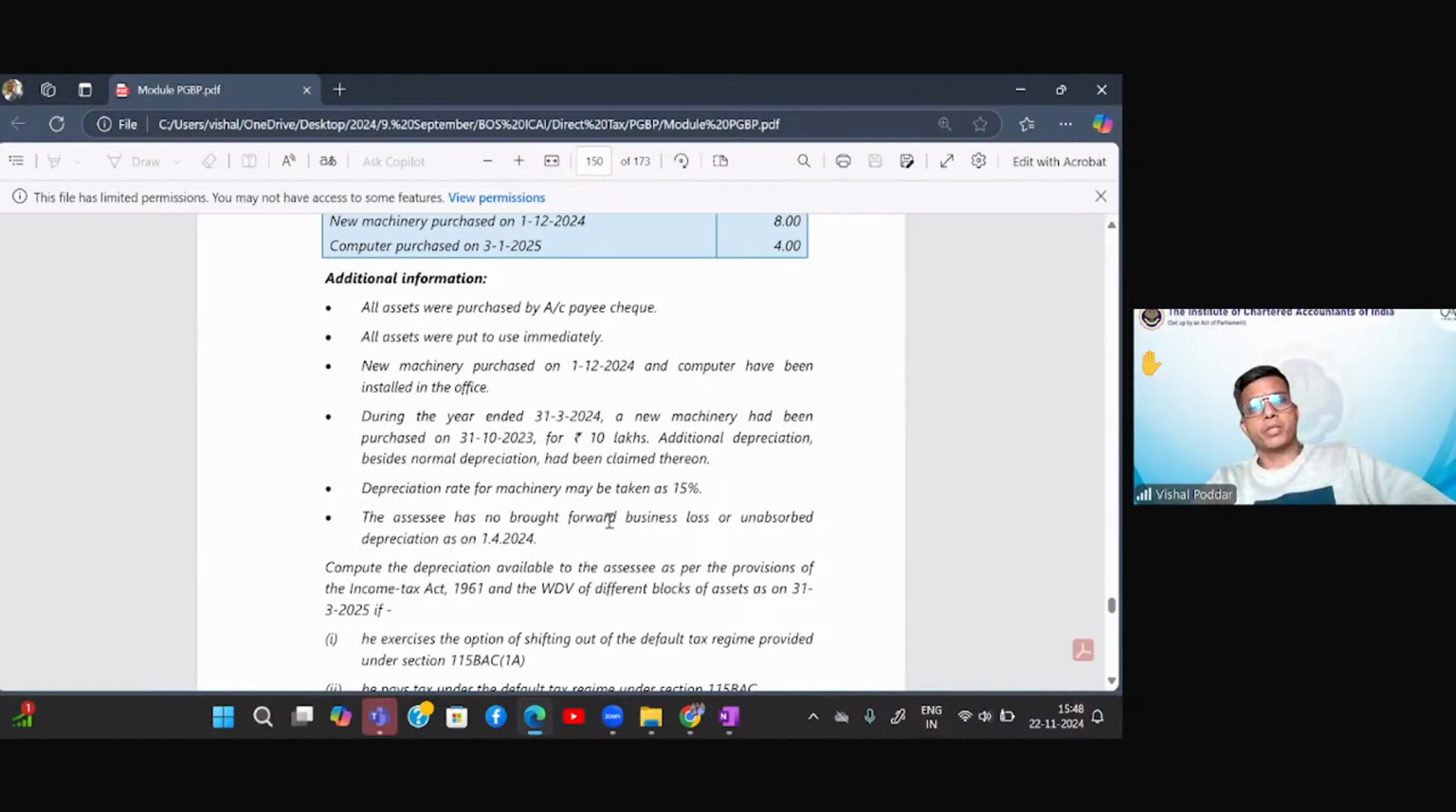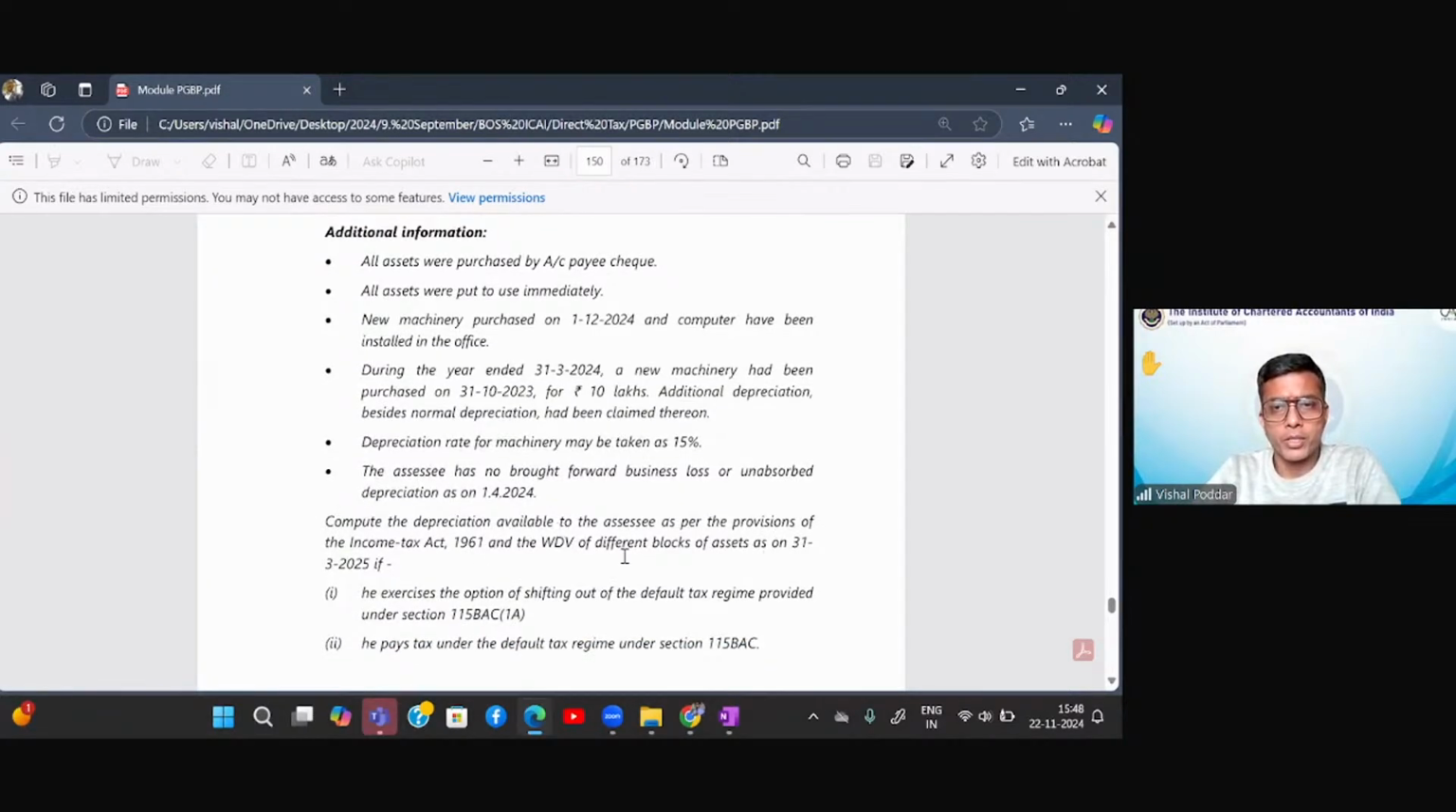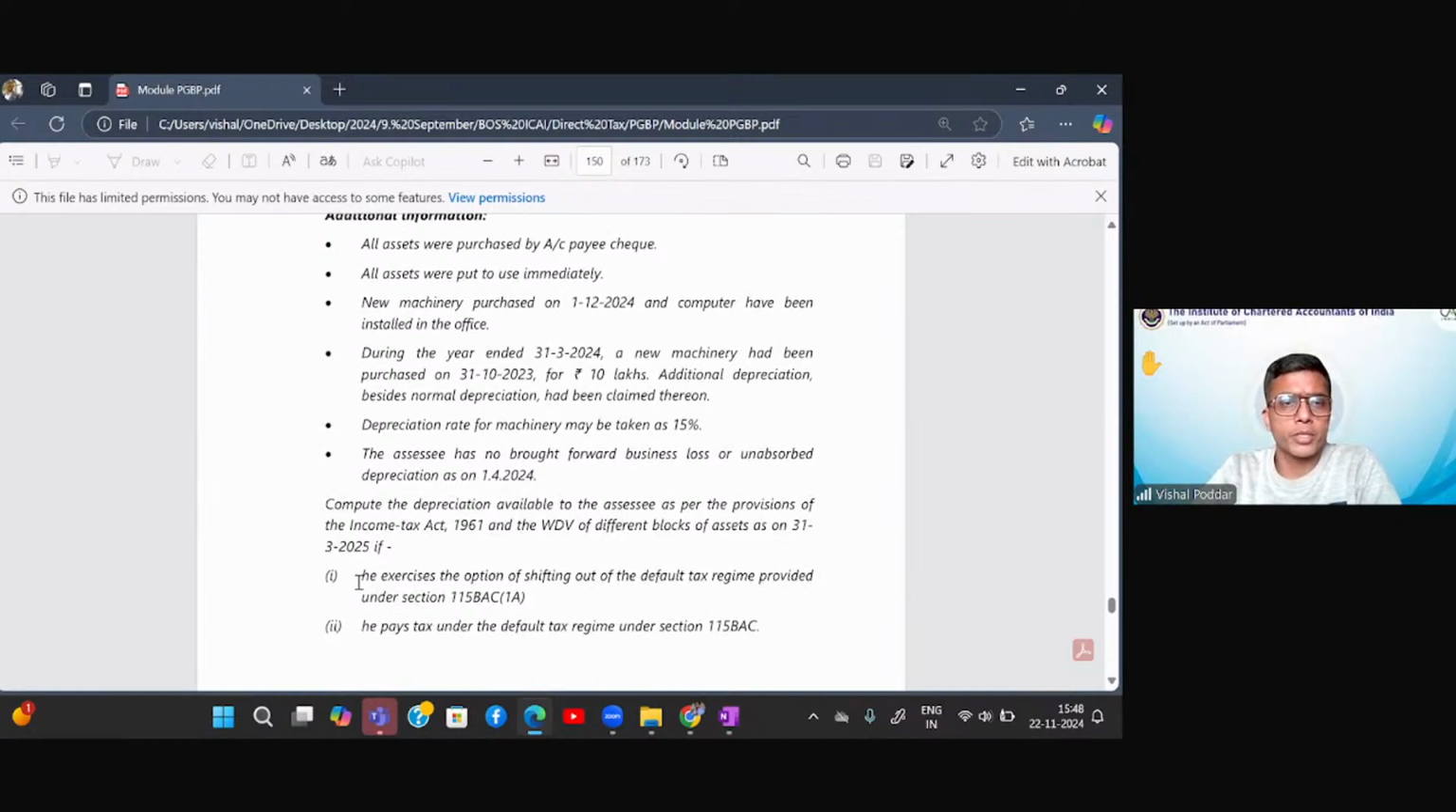Depreciation rate is 15%. The assessee has no brought forward business loss or unabsorbed depreciation. Compute the depreciation available to the assessee as per the provisions of Income Tax Act and the WDV of different blocks as on this date if he exercises the option of shifting out of the default regime. That is, he is in the new regime. The difference is if he is in the new regime, additional depreciation will be allowed. If he is in the old regime, additional depreciation is not allowed. Second, he pays tax under the default tax regime. So, okay, you have to solve it by both the methods, old scheme and the new scheme.